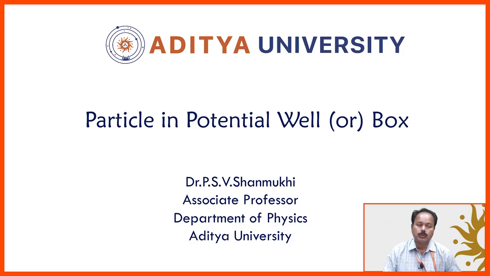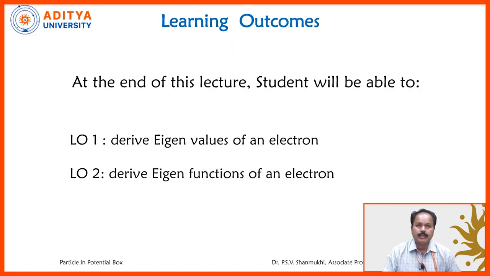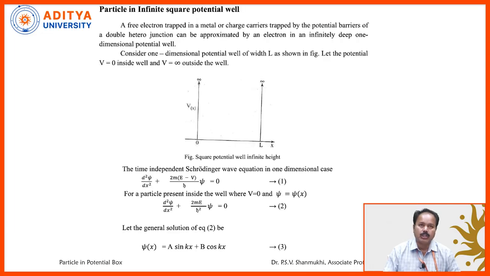Now, I am going to explain the particle in a one-dimensional potential well, or the potential box. At the end of this lecture, the student will be able to derive the eigenvalues, or energy values, of an electron in the one-dimensional potential well, and can also derive the eigenfunctions, or wave functions, of an electron in the one-dimensional potential well or potential box.